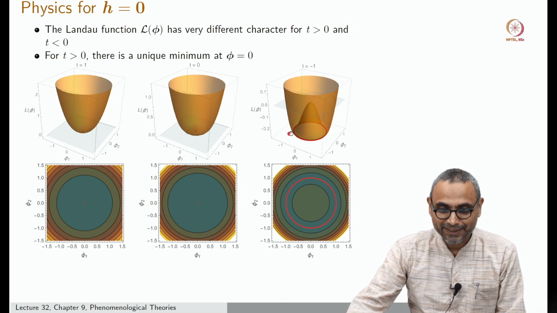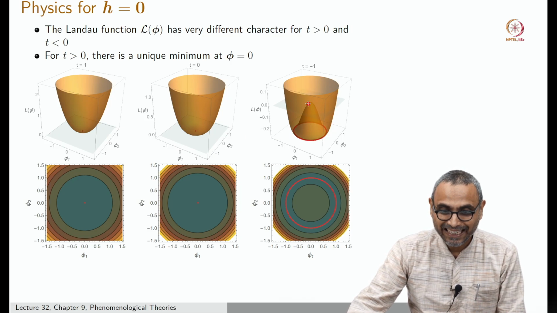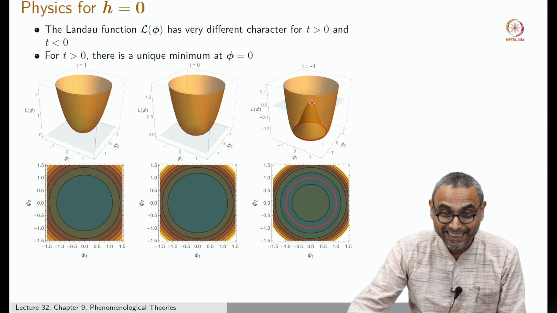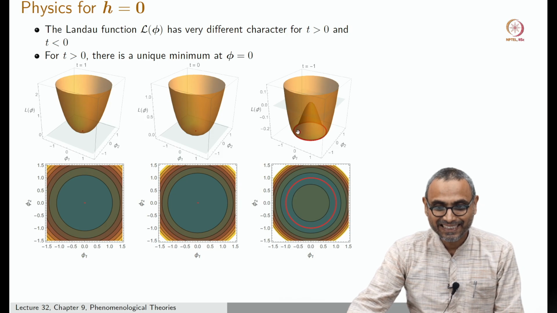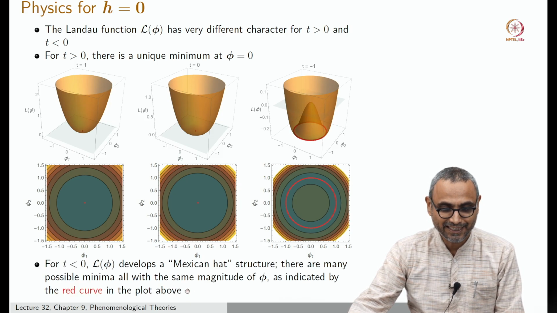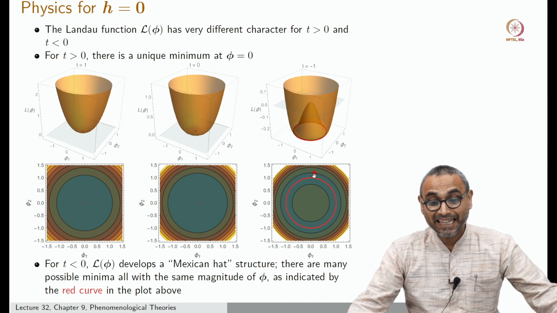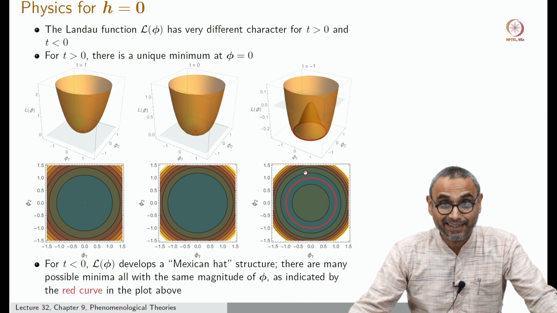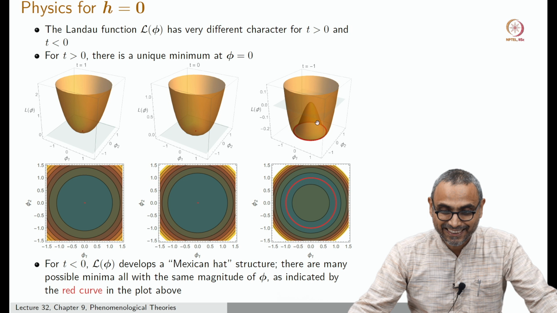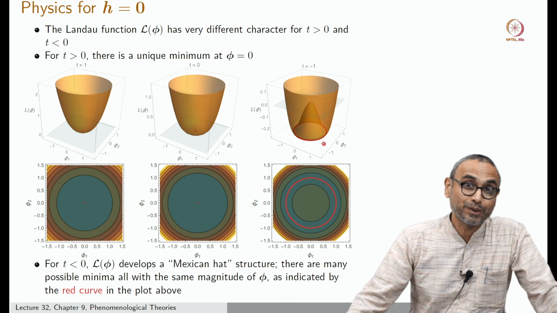This energy function now has a local maximum at phi equal to 0, and it has a structure which is called a Mexican hat, right? So this is typically called in the literature as a Mexican hat structure. So you'll get a structure like this, and there are many possible values of phi, all of which lie on this ring here, which have the lowest energy.